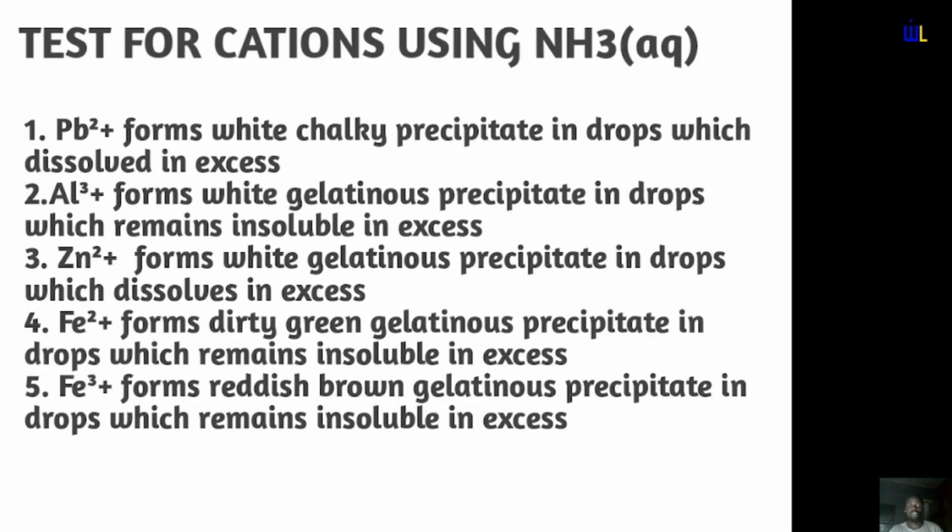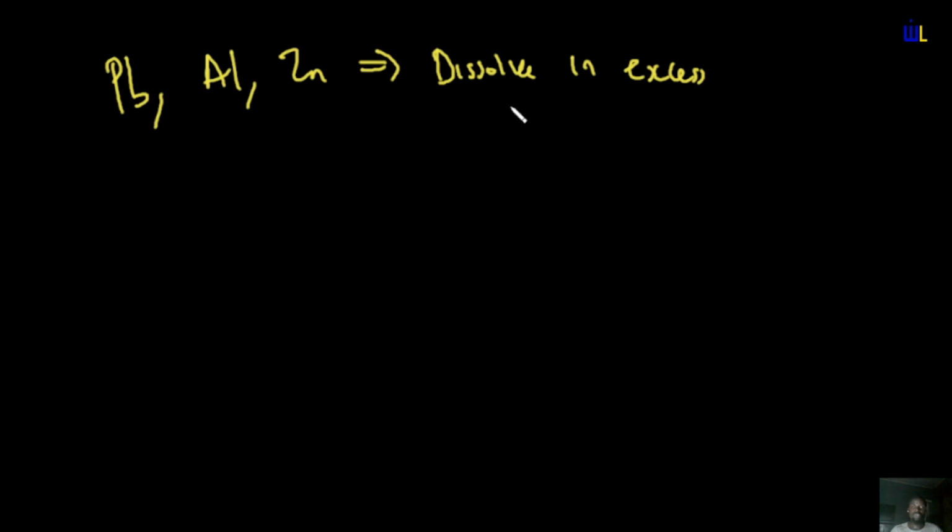The second reagent that is used to test for cations is ammonia. And what do we have for ammonia? Now, in the case of sodium hydroxide, we were considering the amphoteric substances. And we said that once it is Pb, aluminium, or zinc, it will dissolve in excess sodium hydroxide. So you have that.